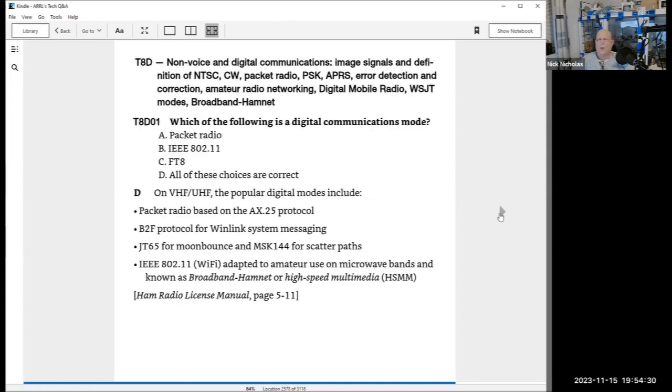Okay, I'm on question 8. I want to really get going because I got to get through a lot. Which of the following is a digital communications mode? All of those are digital communications. Packet, IEEE 802.11 is type protocol, and FT8. Those are all digital communications. And it kind of explains it right here. IEEE 802.11 is basically Wi-Fi.